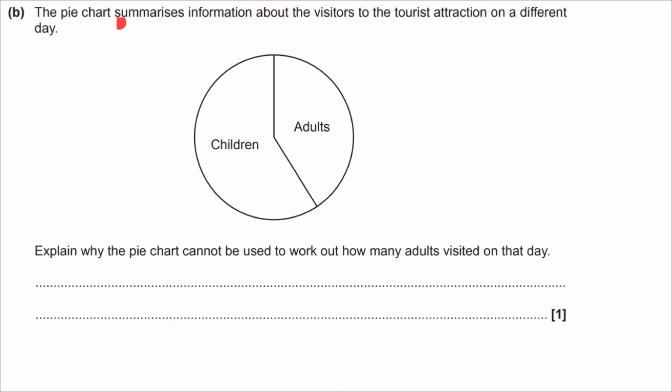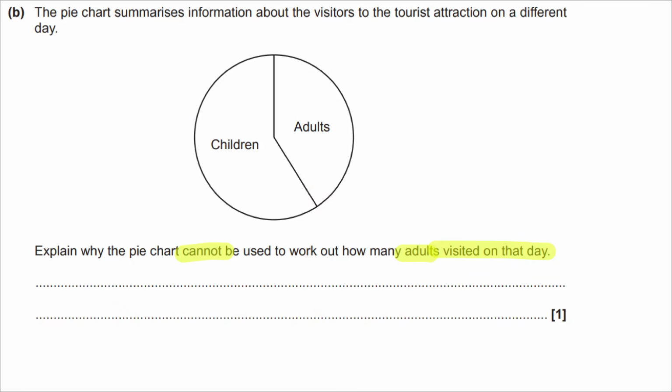Okay. Part B, the pie chart summarizes information about the visitors to a tourist attraction on a different day. So you've got children and adults. Explain why the pie chart cannot be used to work out how many adults visited on a day. There are no numbers, okay? Because if you're trying to work out how many adults there are, there's no numerical data. I don't know how many children there are.